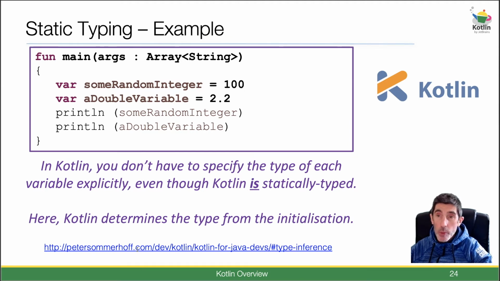Likewise with the double, like 2.2, anything that we can do with a double object in Kotlin, we can do with this variable here. Okay.